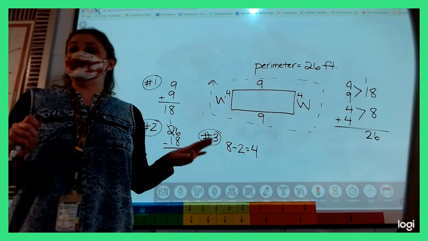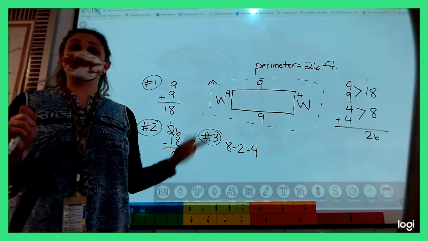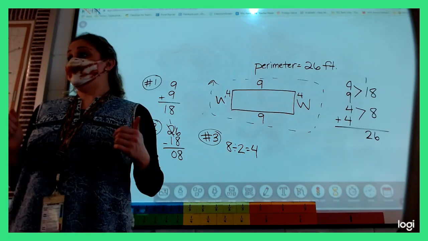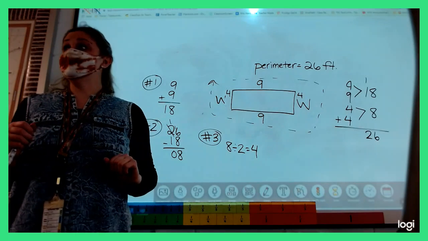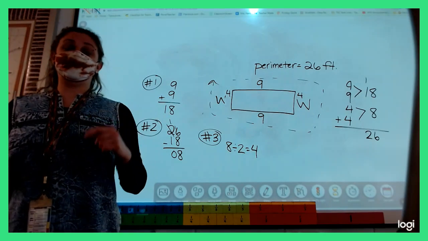So this is about as hard as perimeter gets. We're going to do several of these. By the end of this, you guys will know it. Okay? It really is 1, 2, 3 steps. Okay? So keep thinking of the steps we're doing as we go, and you'll get it.